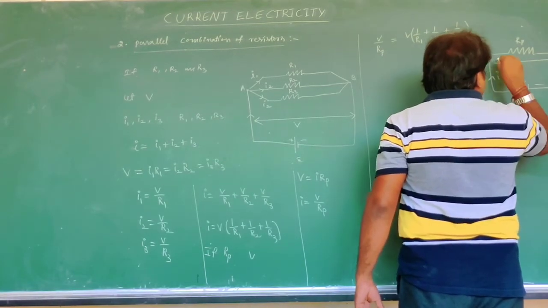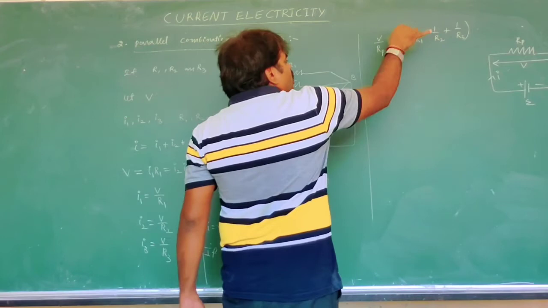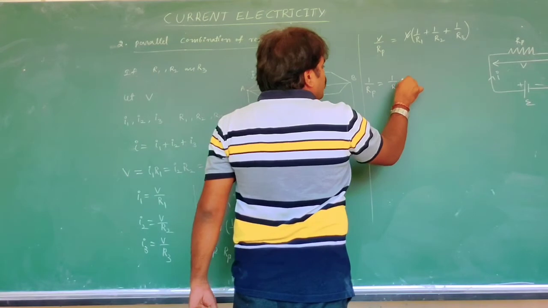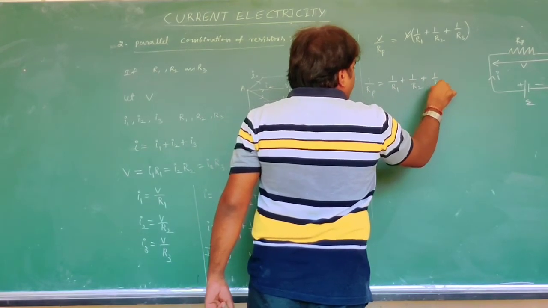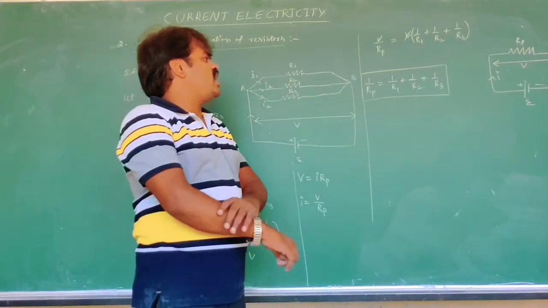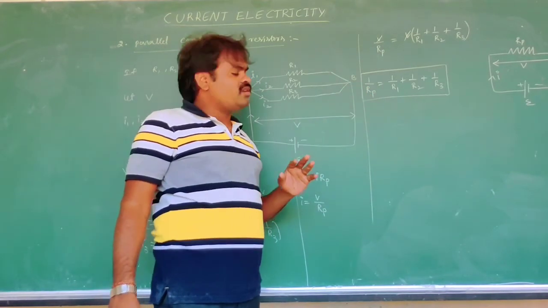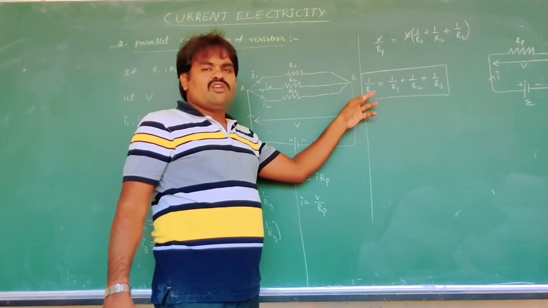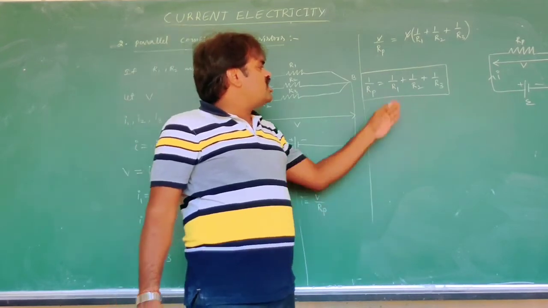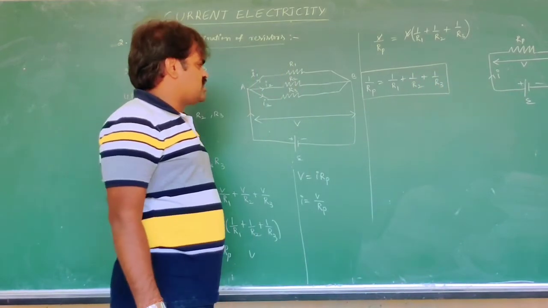The potential difference across the parallel combination of the resistors is V. That's why V cancels. That is, 1 by Rp is equal to 1 by R1 plus 1 by R2 plus 1 by R3. Now in the parallel combination, the reciprocal of the equivalent resistance must be equal to the sum of the reciprocals of the individual resistances.